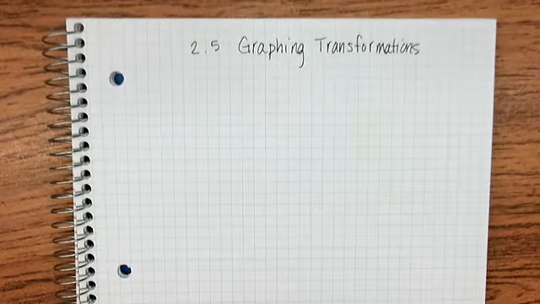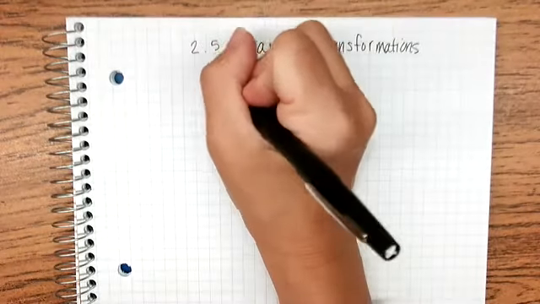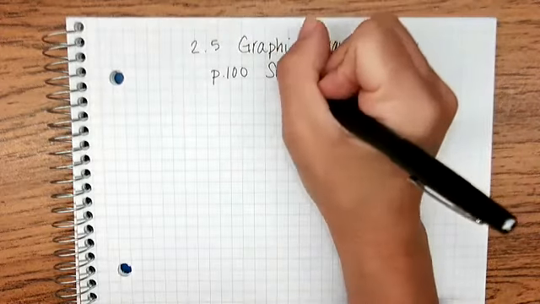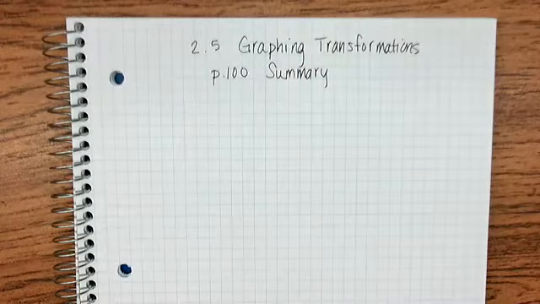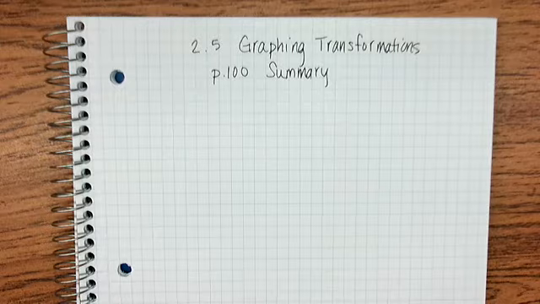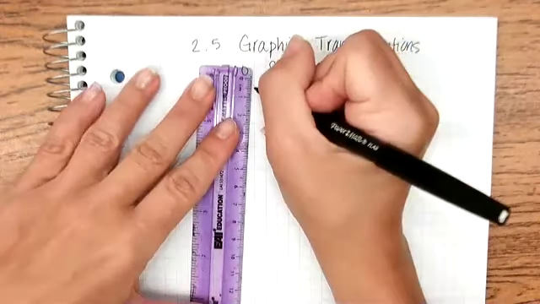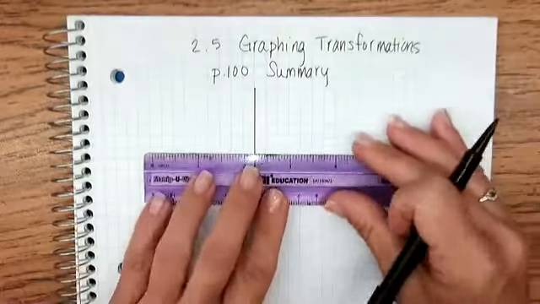This video covers section 2.5, graphing transformations. You might want to refer to page 100, which has a phenomenal summary of all of the different transformations. I think by now you know how to graph shifts right, left, up, down, and basic x-axis reflections. So I'm just going to do one problem to start as a review.